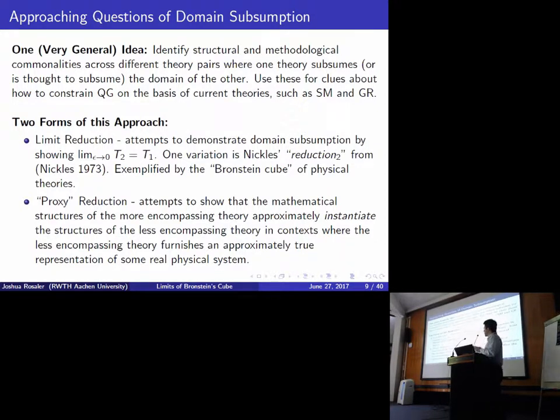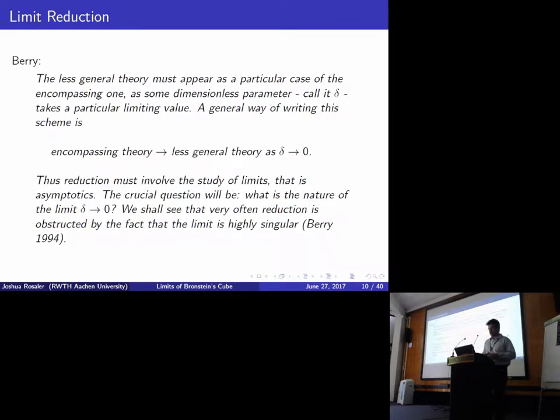An alternative approach, which attempts to build on a suggestion by David Wallace, is what I'll call proxy reduction. It attempts to show that the mathematical structures of the more encompassing theory approximately instantiate the structures of the less encompassing theory in contexts where the less encompassing theory furnishes an approximately true representation of some real physical system. Just as illustrations of these two approaches, I'll give you two quotations, one from Michael Berry and then one from David. I'll read the quotation from Michael Berry first.